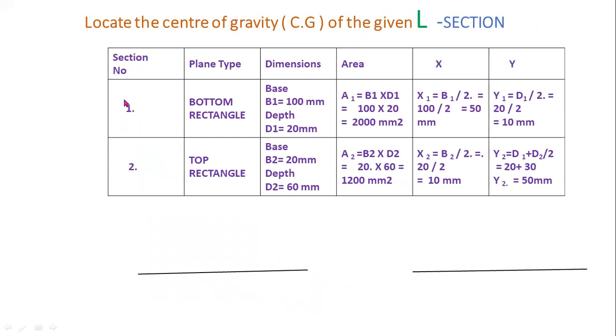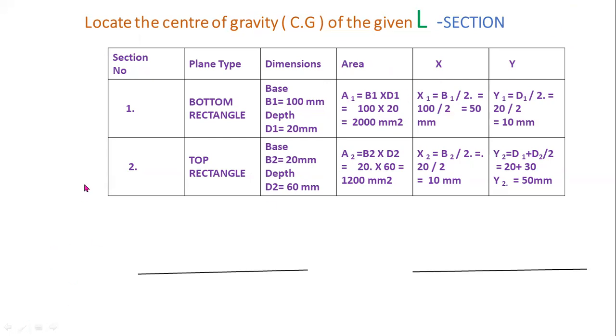Now here section 1 is the bottom rectangle, section 2 is the vertical rectangle. Base B1 equal 100 mm, depth D1 equal 20 mm, base 2 equal 20 mm, depth 2 equal 60 mm. These are the individual dimensions. A1 equal B1 D1, A2 equal B2 D2. These are the individual areas. X1, Y1, X2, Y2 are the distances of the centroids from the X and Y axes. Okay. Now you have to locate the centroid of the whole area.